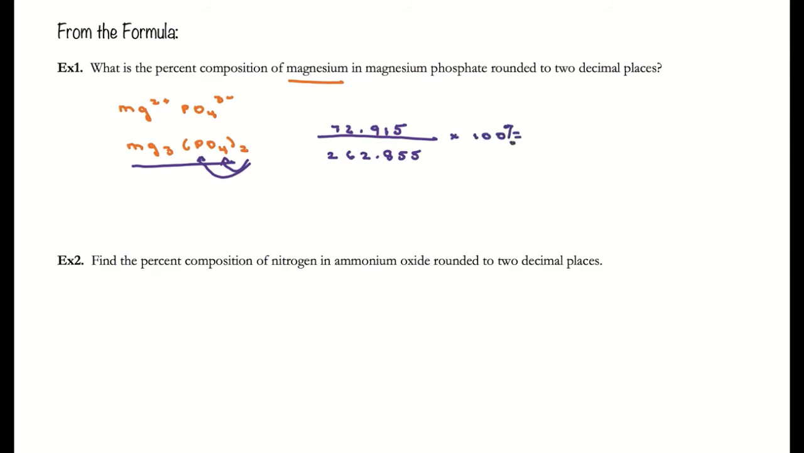So if I take the molar mass of just magnesium, divide by the total molar mass, and multiply by 100%, that will give me the percent composition that is magnesium. So 72.915 divided by the total molar mass times 100. I get 27.7396%. It asks for 2 decimal places, so I'm going to round this to 27.74%.